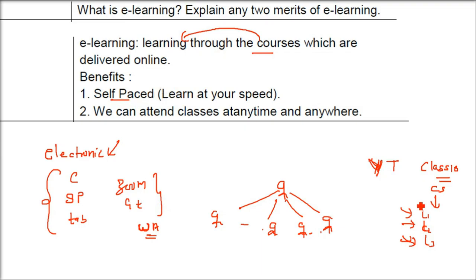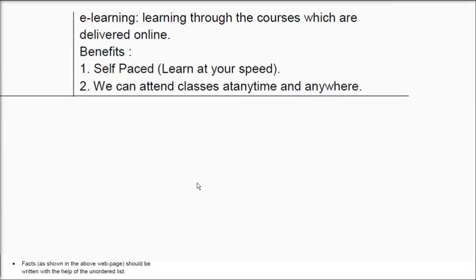So first, it is self-paced, meaning you can read at your own speed. You can read today, you can read once again tomorrow, or at night time. You can attend class anytime, anywhere. Even if you are at some remote location or at your house, you can attend the class. So you can give quizzes, exams, etc.